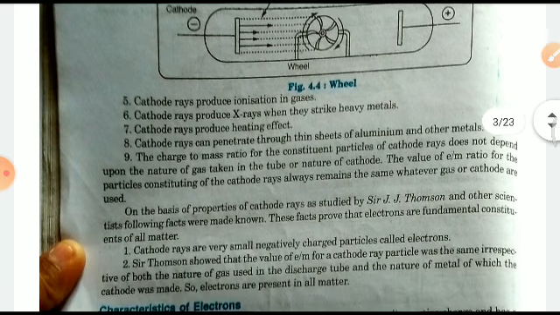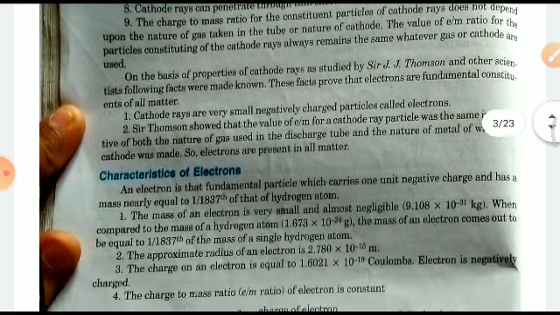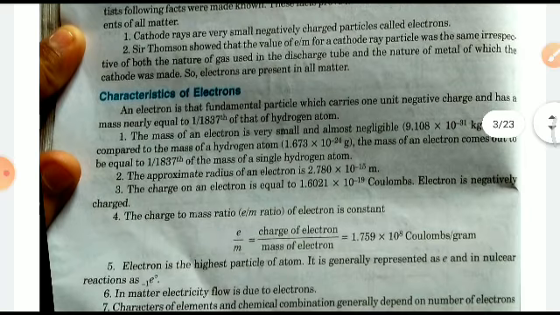right? On the basis of these cathode ray studies by J.J. Thomson and other scientists, the following facts were made known. The facts proved that electrons are fundamental constituents of all matter. Cathode rays are very small, negatively charged particles, and then Thomson gave a list of characteristics of electrons.